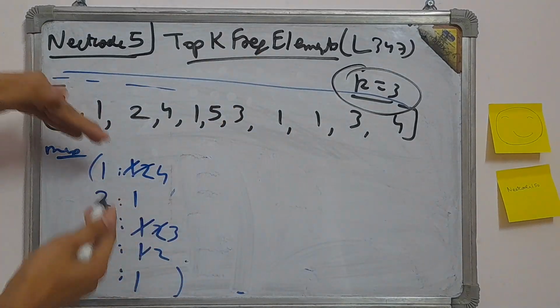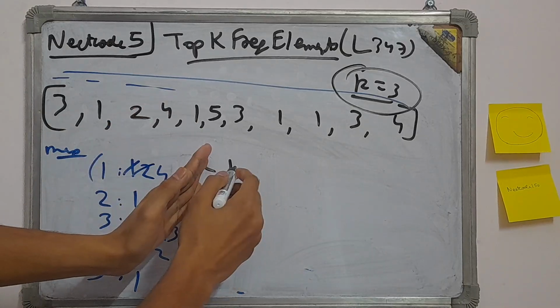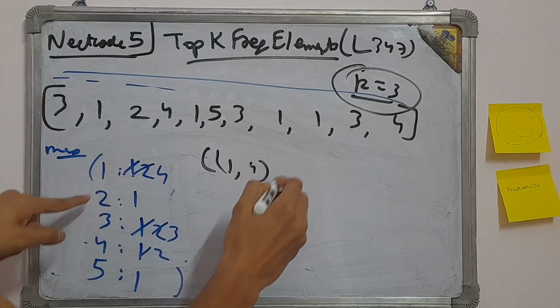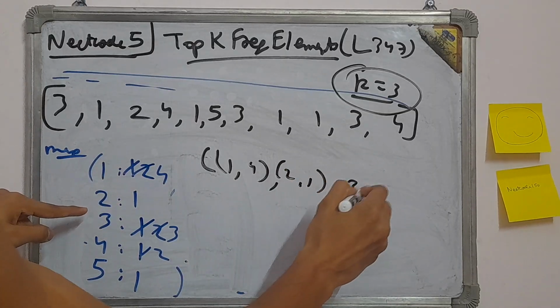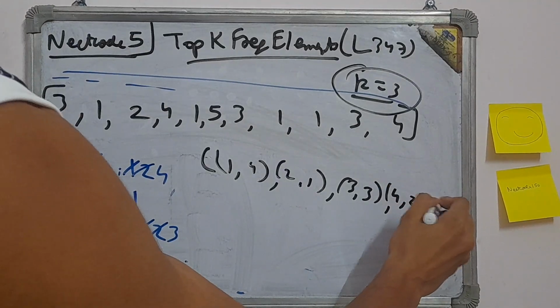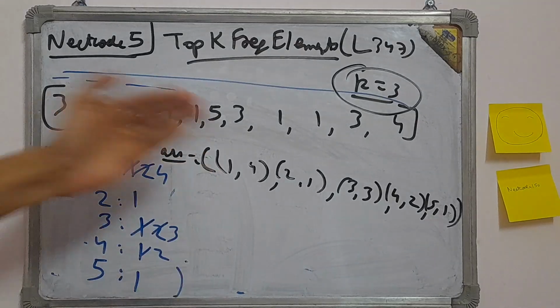So what we're going to do is convert this into a 2D array, which will be the key, the element, and then the frequency. So 1 came 4 times, this is a pair. 2 came 1 time, this is a pair. 3 came 3 times, this is a pair. And 4 came 2 times, this is a pair. And 5 came 1 time. So this is our array. Let's call it ARR.